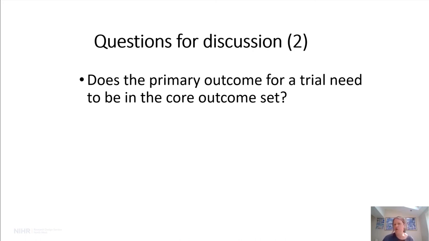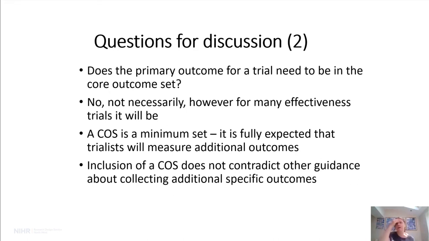If mortality is in a core outcome set, then mortality is an issue in that health condition, and therefore mortality, when it happens, should be measured anyway. I think it's just generally good practice. So I've just kind of said what you're now seeing on the screen, that we do fully expect trialists to add additional outcomes.